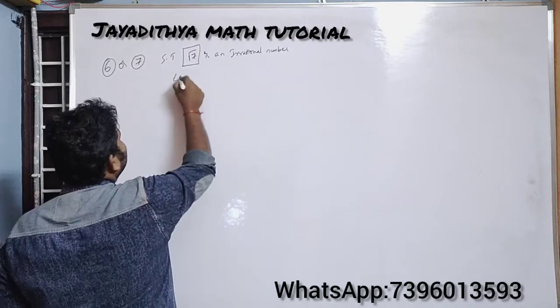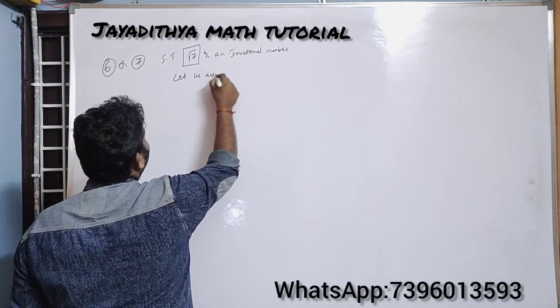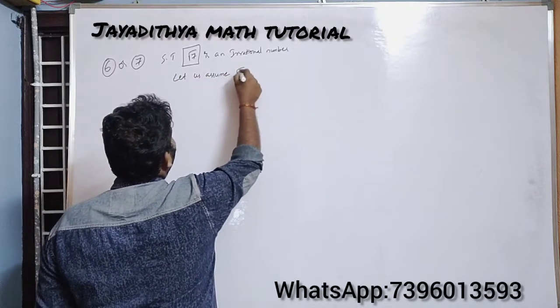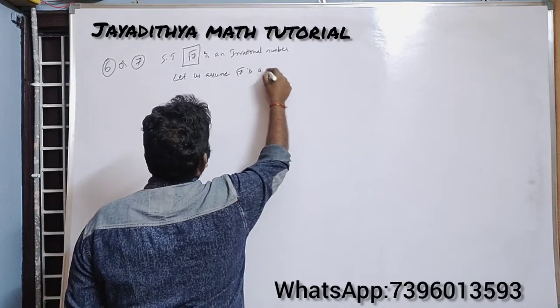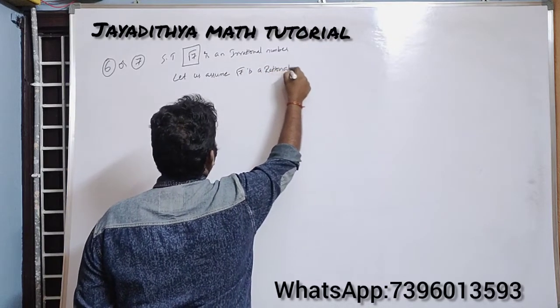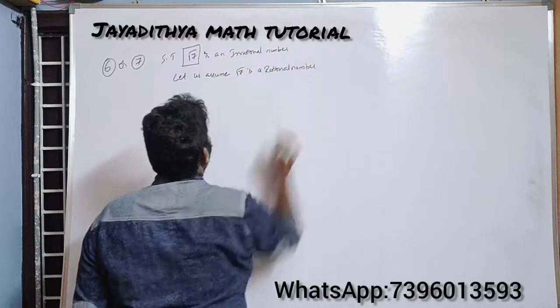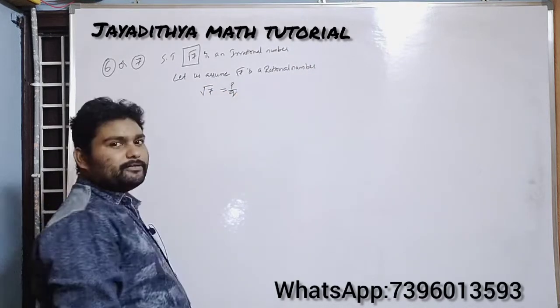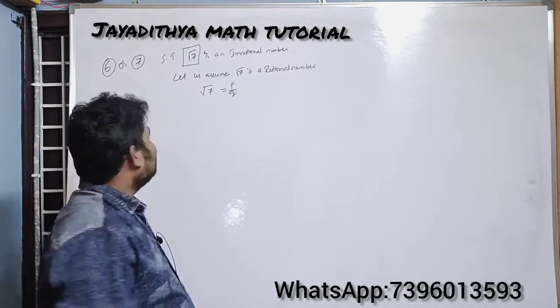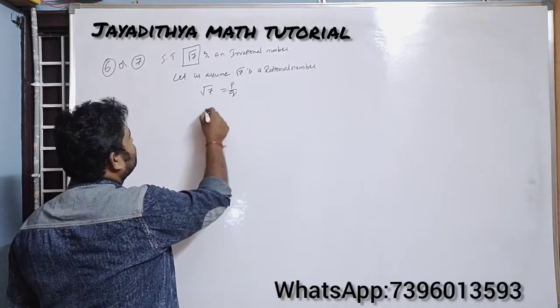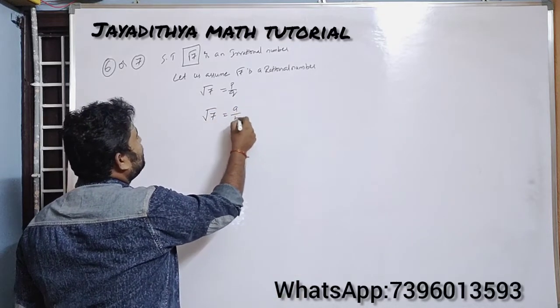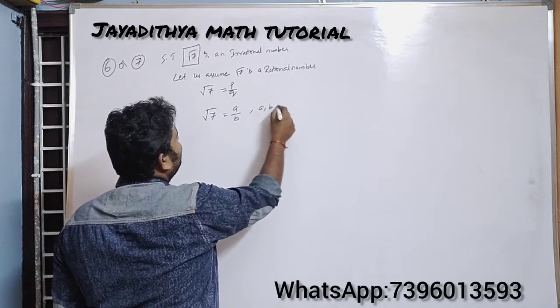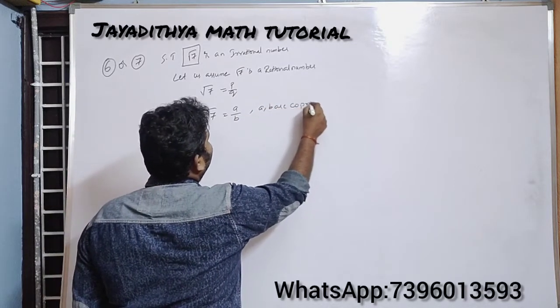First of all, the first step is the same. Let us assume root 7 is a rational number. So what happens? Root 7 is equal to p by q. And also you can write root 7 is equal to a by b, where a, b are co-primes.